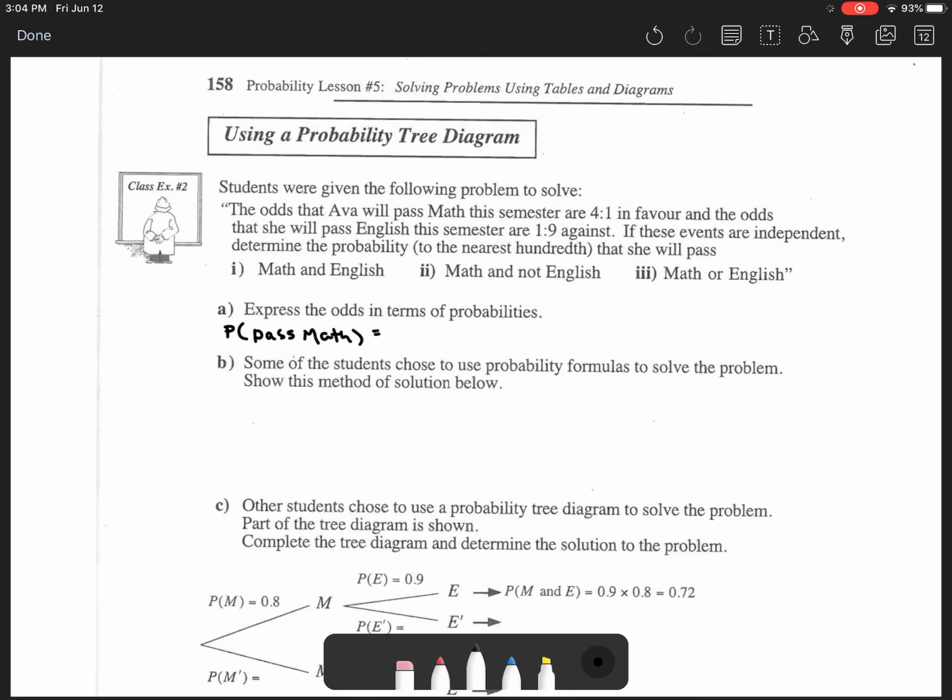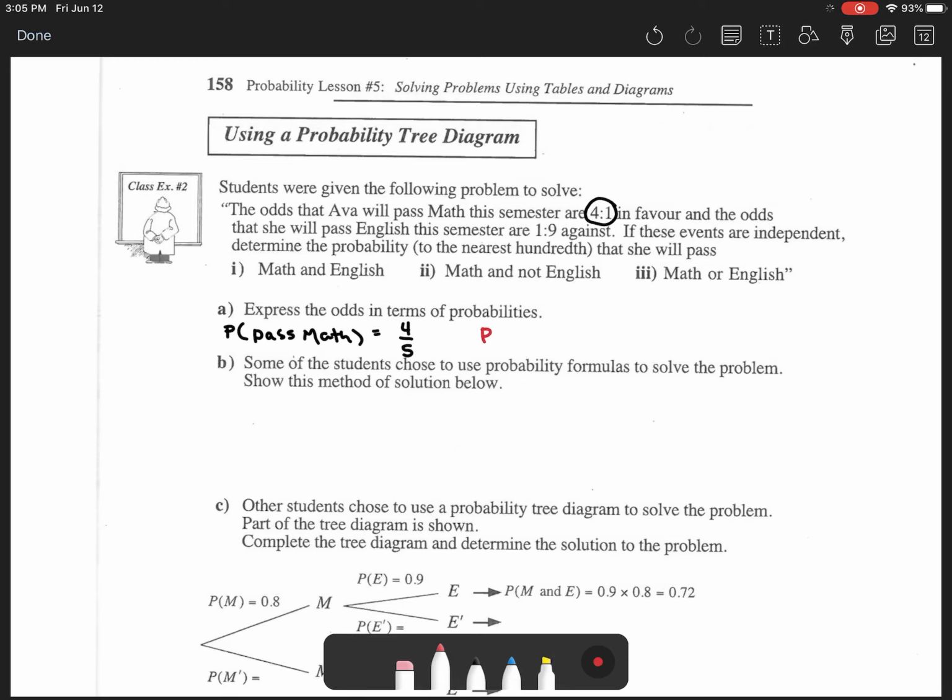So the probability of passing math here would be 4 out of 5. Now, where does that come from? That comes from up here, that the odds in favor of her passing were 4-to-1. So she'll pass 4 times to every 1 time she does not pass. So the probability would be 4 out of 5 total times. Remember, odds are always part to part, where probability is part to whole.